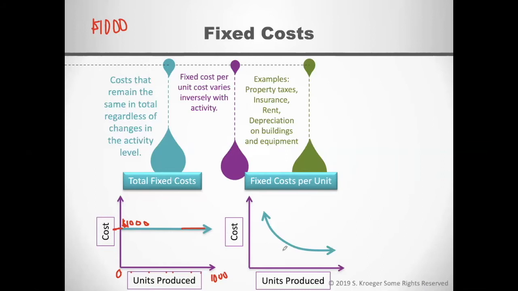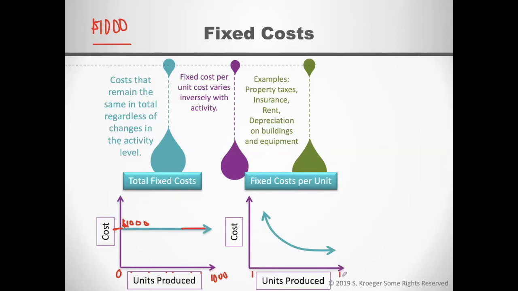Now let's relate it to on a per unit basis. Let's say I only made 1 shirt for the whole month. I still had to pay the $1,000. How much of this $1,000 went to that shirt? Well, that shirt cost me $1,000 to make because that's what I had to pay for the rent.